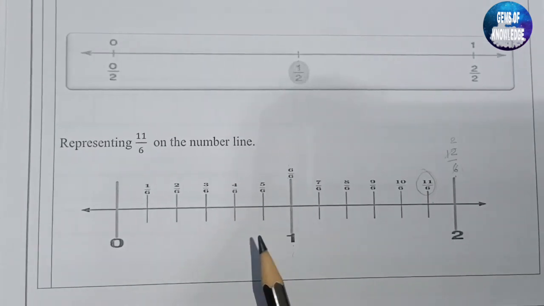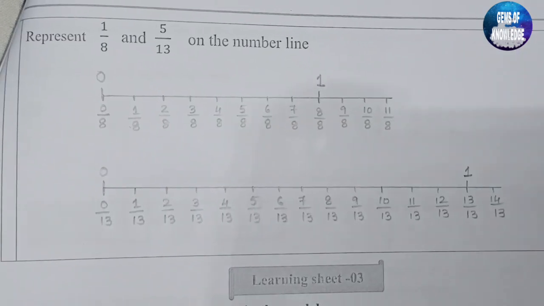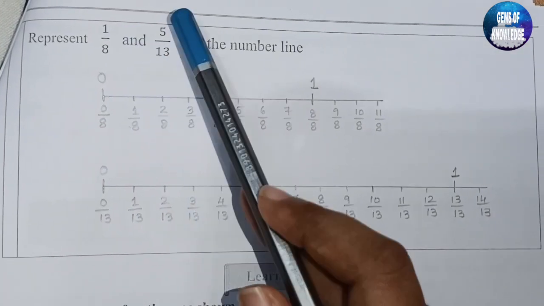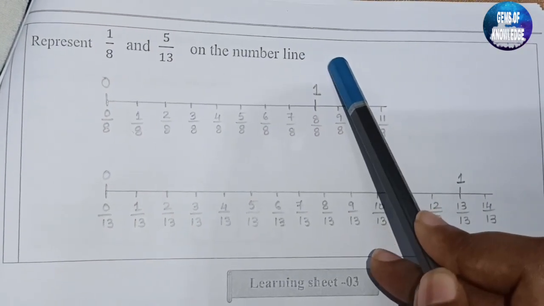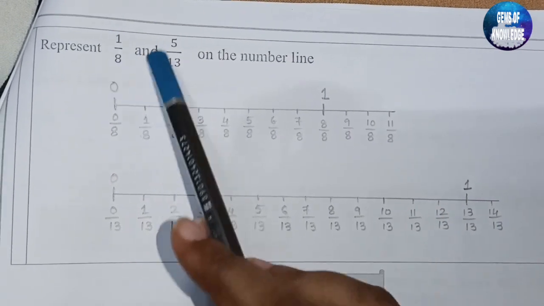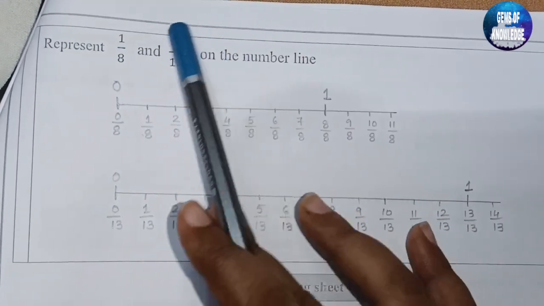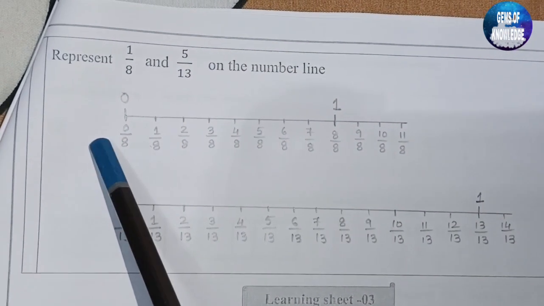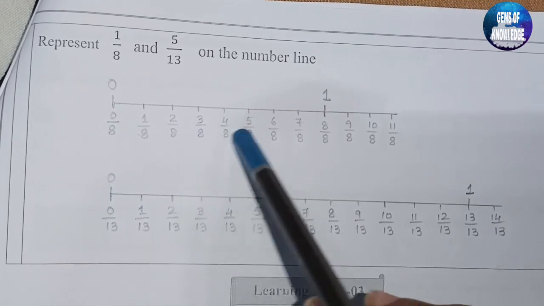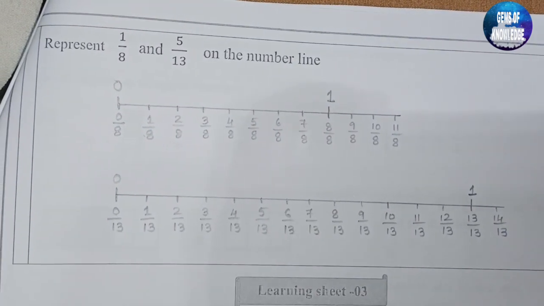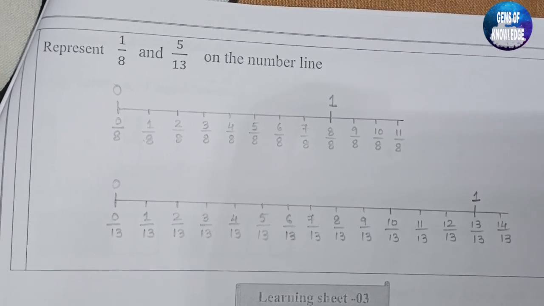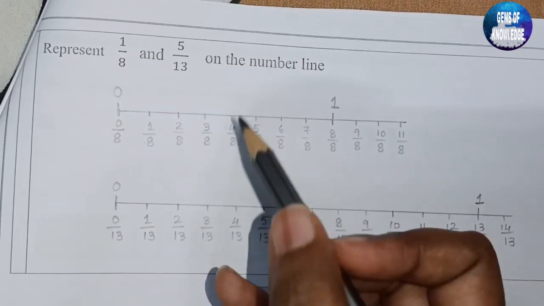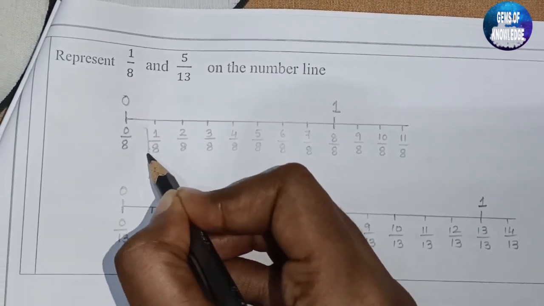That's it. Based on that particular thing only, they have mentioned one question here. Represent 1 by 8 and 5 by 13 on the number line. So you have to represent 1 by 8 on the number line as well as 5 by 13 on the number line. I have already done it. As you can see, we start from 0 by 8 and go on. However many numbers we want, that many numbers we show here. And we need to just represent 1 by 8. We just have to show this is 1 by 8.